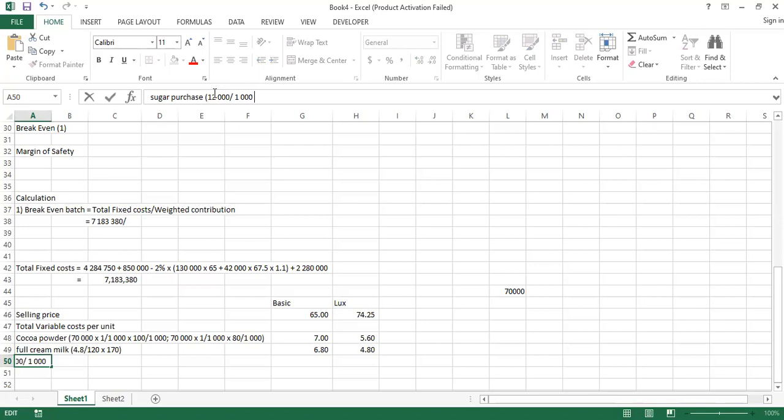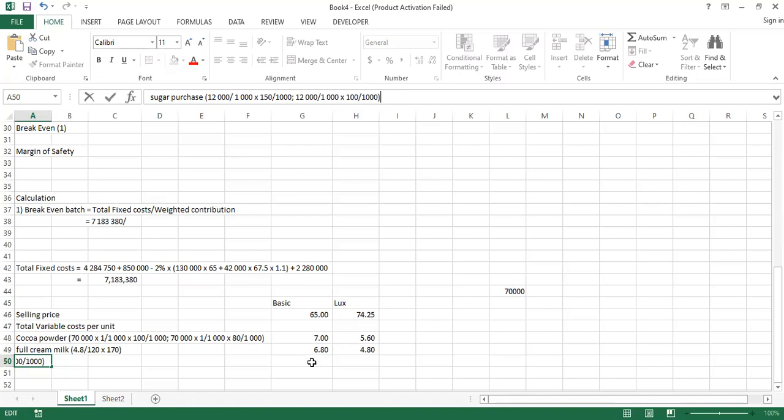And then we are going to multiply that by, I believe it's 150, divided by 1,000. And now we are going to come again. It's going to be 12,000. Sugar is sugar, the price is the same, divided by 1,000. I believe the other one was 100. Then we are dividing that by 1,000.